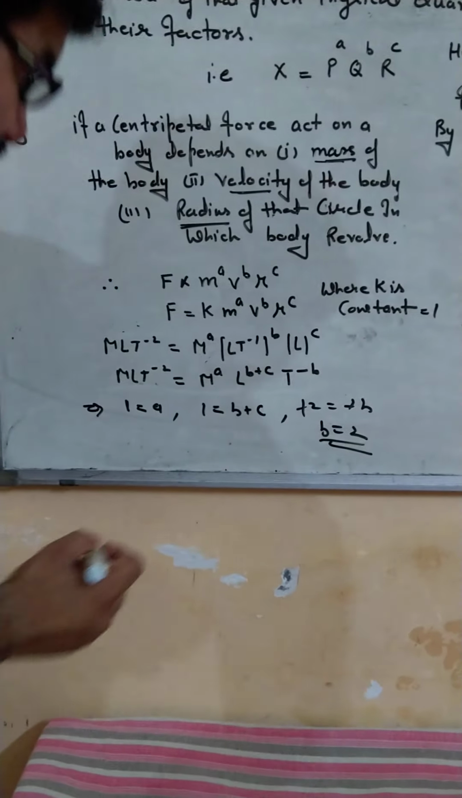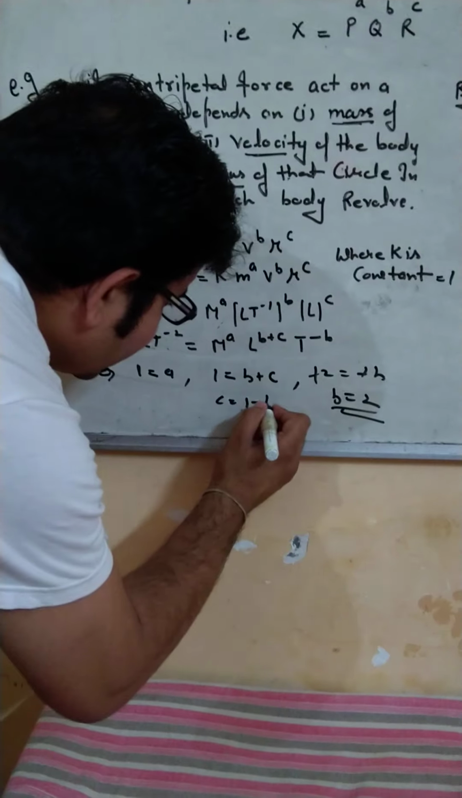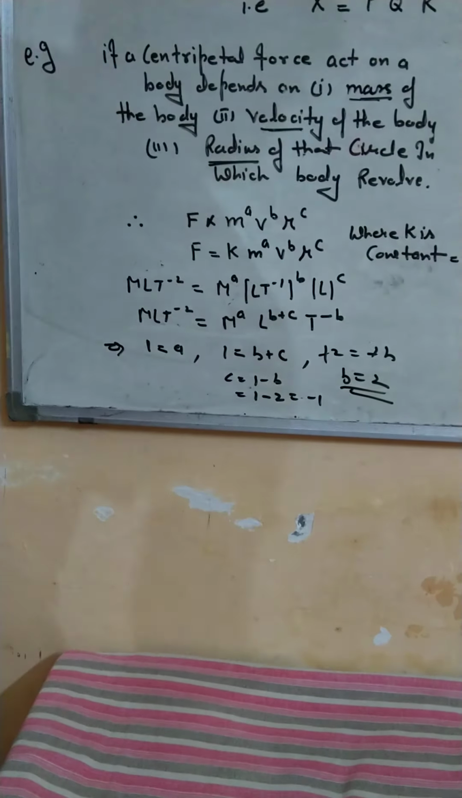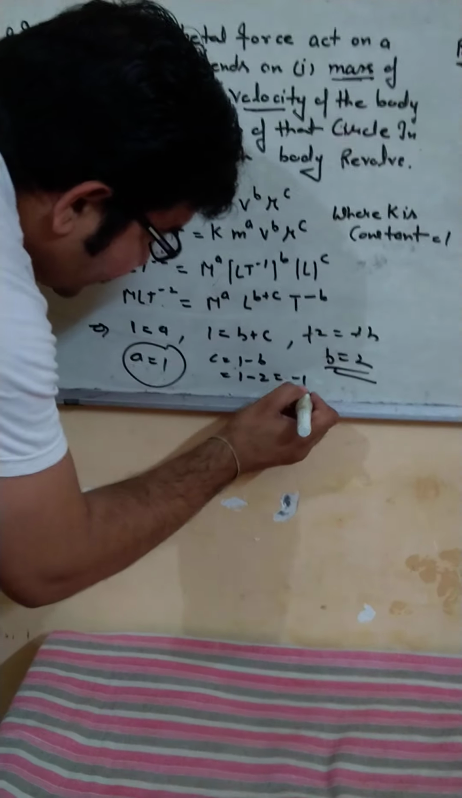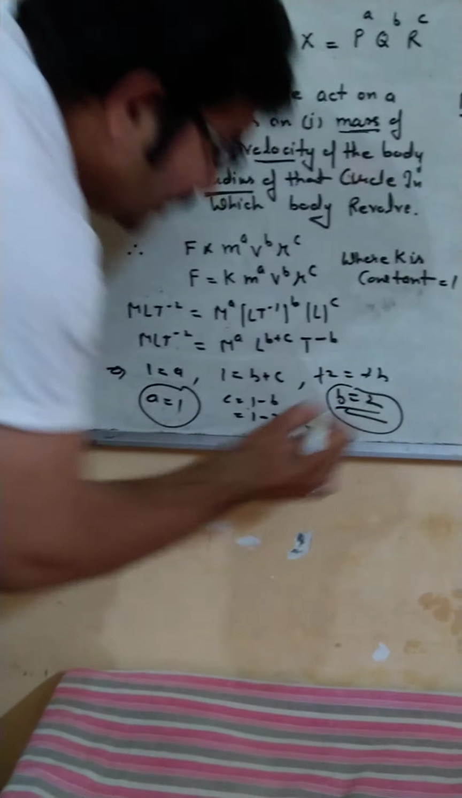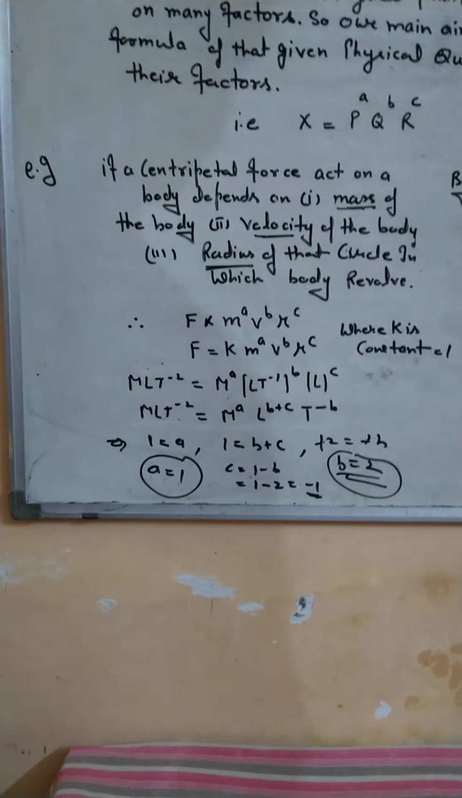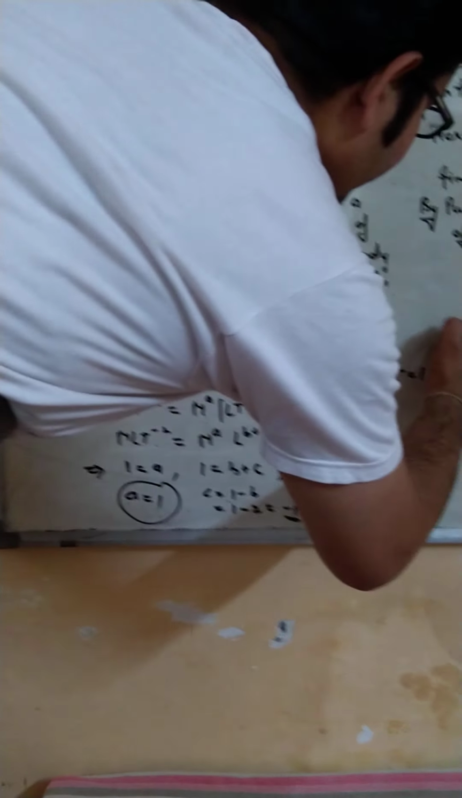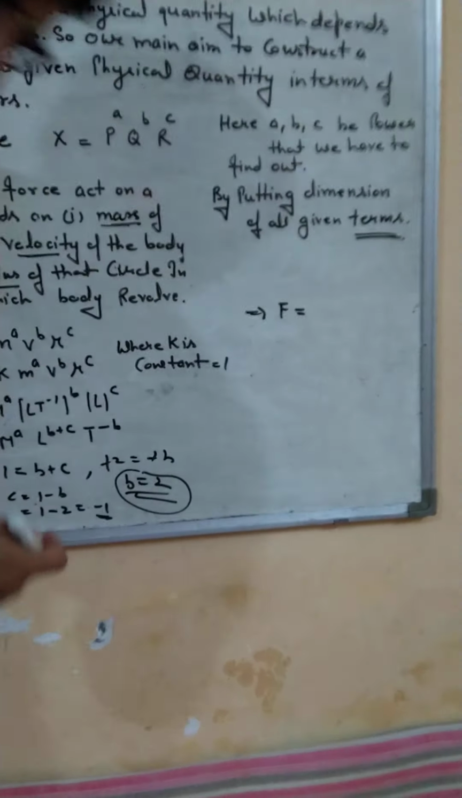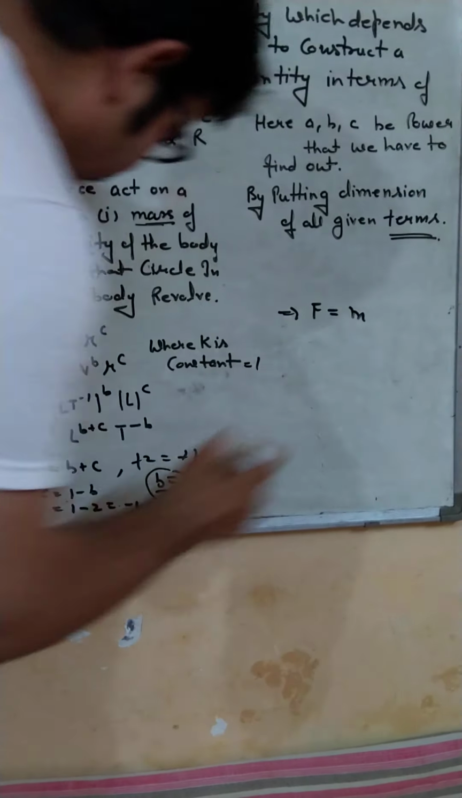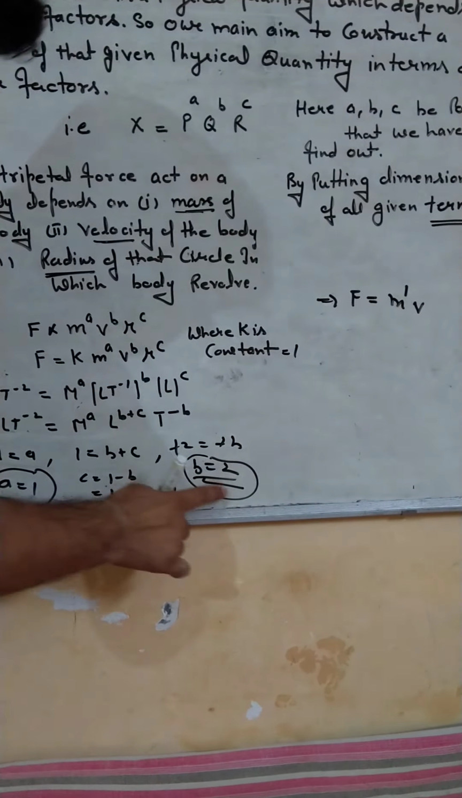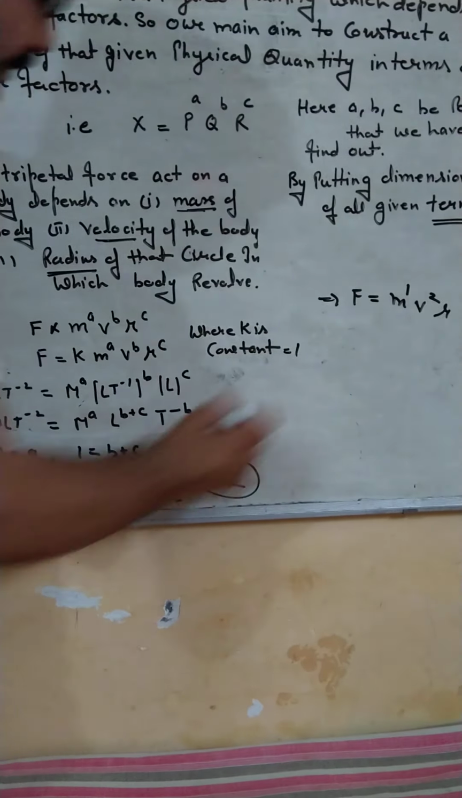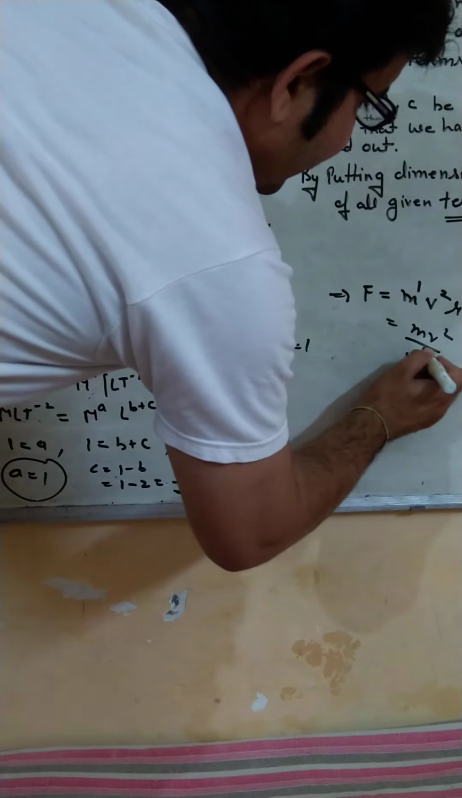So from here, c is 1 minus b, that means 1 minus 2, that is minus 1, and a is 1. So a is equal to 1, c is minus 1, and b is equal to 2. Now we have the values a is 1, b is 2, c is minus 1. We have to just put these values in the formula, then we get the answer. So our answer will be K, which we have already said is 1, M to the power a, that is 1, then velocity to the power b, that is 2, and radius to the power minus 1. So the formula will be mv square by r.